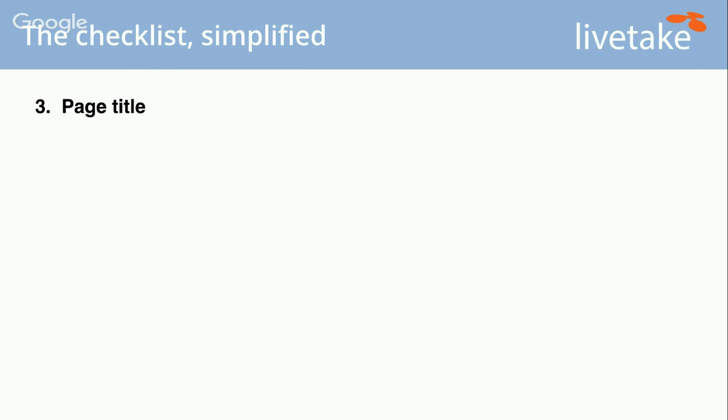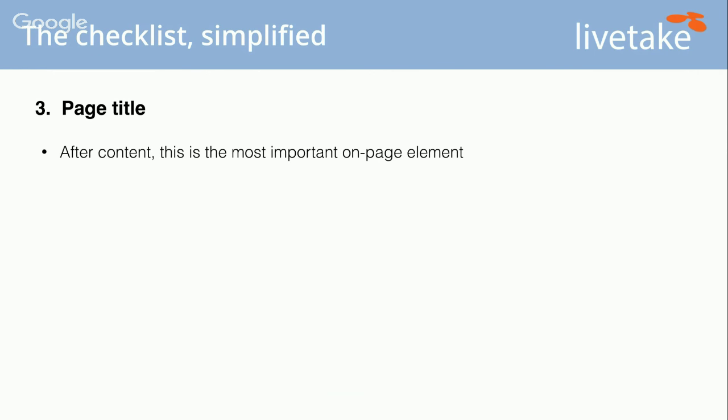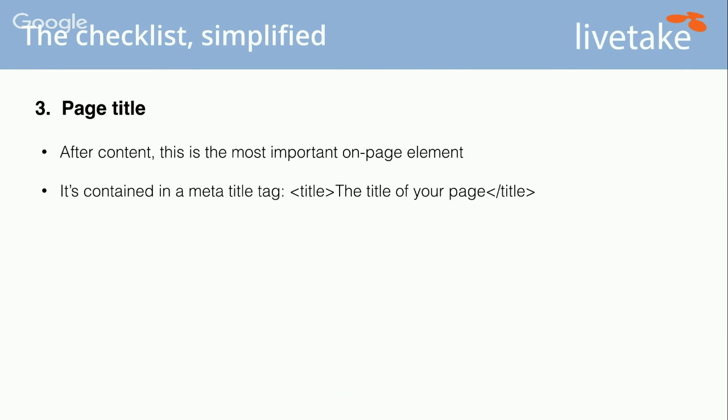Next on the checklist then is the page title. Now, after content, this is actually the most important on-page element, at least for Google. It's called a meta title tag. That's what the code actually looks like. If you were to look at the code behind your web page, it has the title tag and then the title of your page, and then the title tag gets closed.